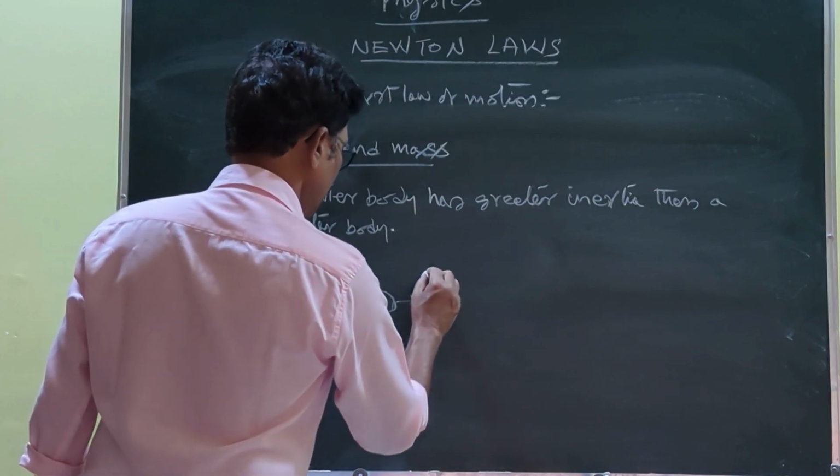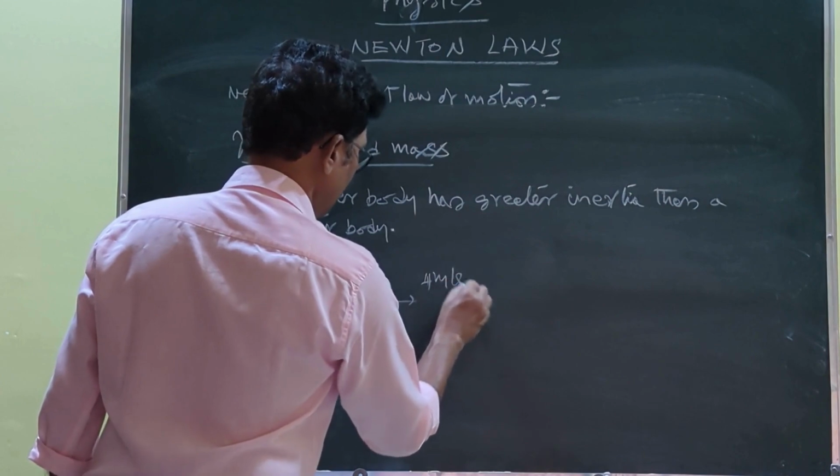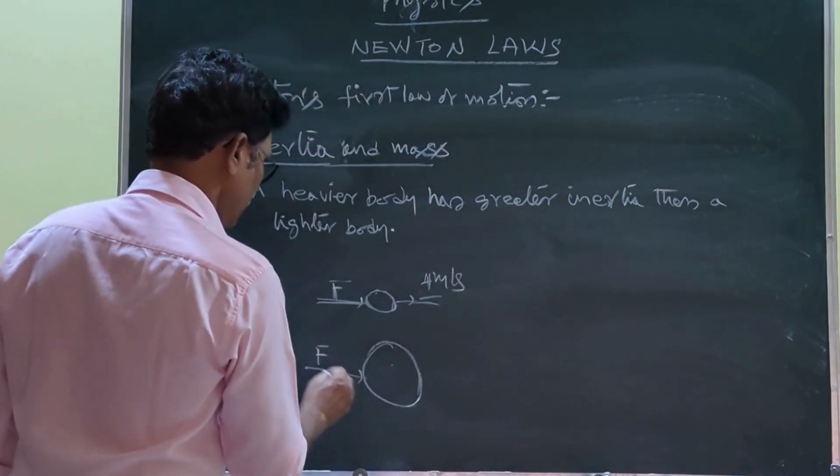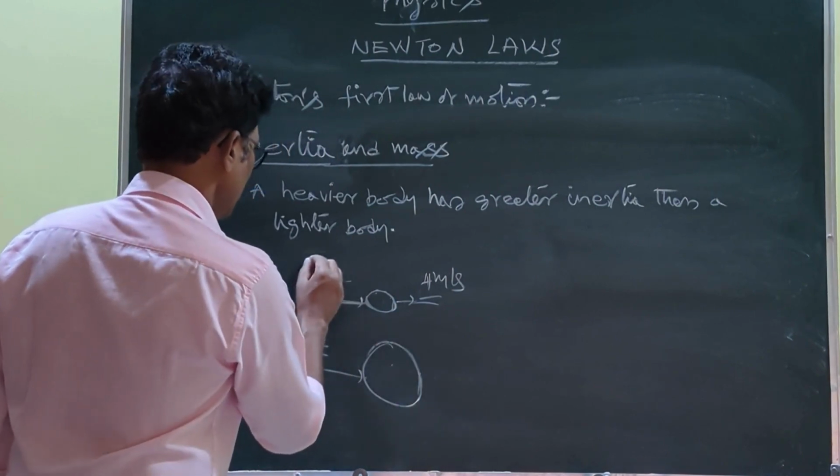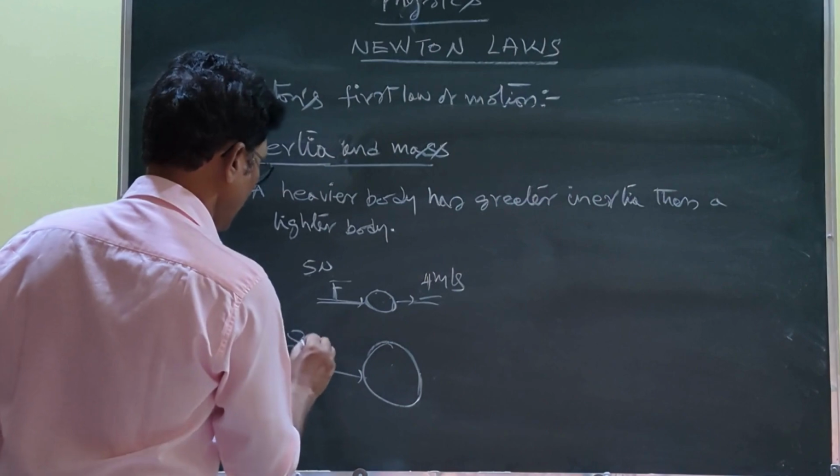This object is moving with, let us say, 4 meters per second velocity. Of course, this is the heavier body. You are applying the same magnitude of force, a force equal to 5 newtons. Here also you are applying 5 newtons.